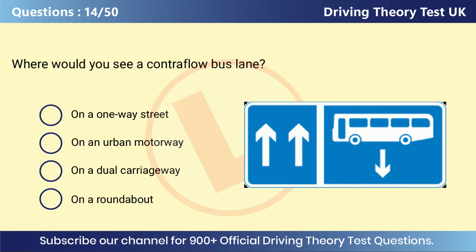Question 14. Where would you see a contraflow bus lane? A. On a one-way street. B. On an urban motorway. C. On a dual carriageway. D. On a roundabout. The answer is A. On a one-way street.